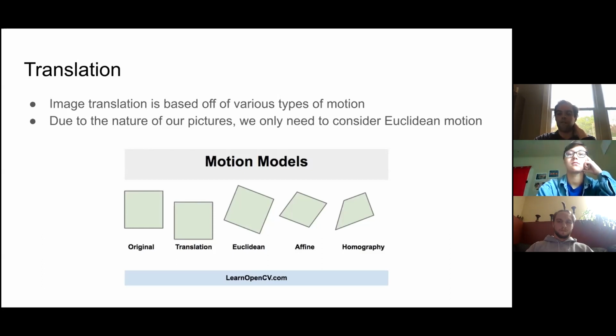For general purposes, the affine transformation would have been better. However, for our images, which are all taken from top down, they're all on pretty much a two-dimensional plane already. So we could actually just use the Euclidean algorithm, which is a nice thing to be able to use because it runs much quicker.